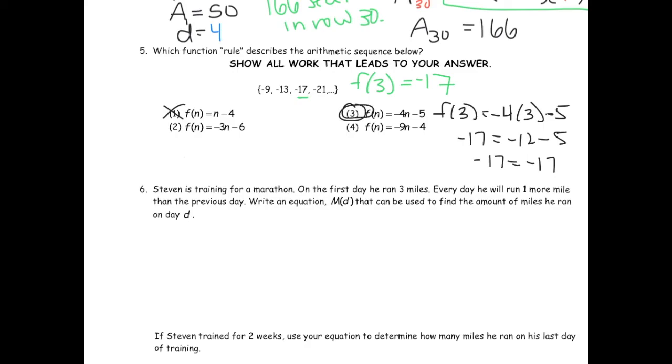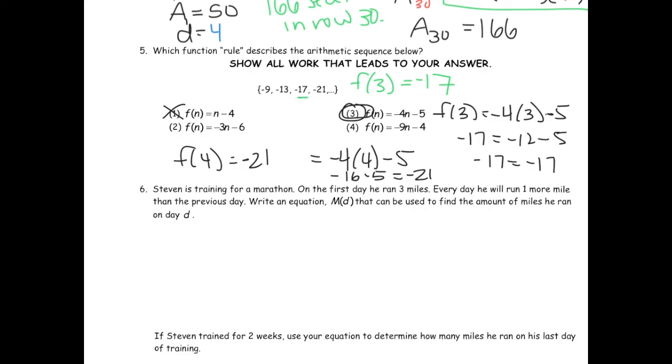That's the rule. All right, you could double check. The fourth term is f of 4 equal to negative 21. Well, let's check that too. If I do negative 4 times 4 minus 5, that's negative 16 minus 5, which equals negative 21. So it does work.